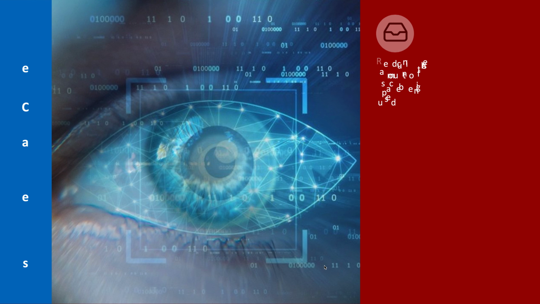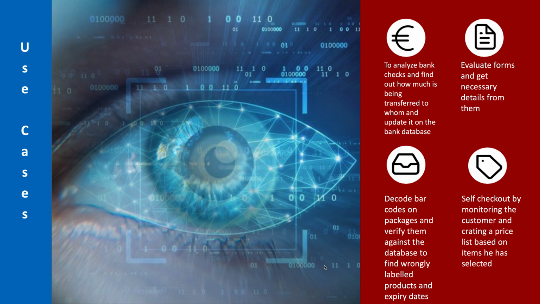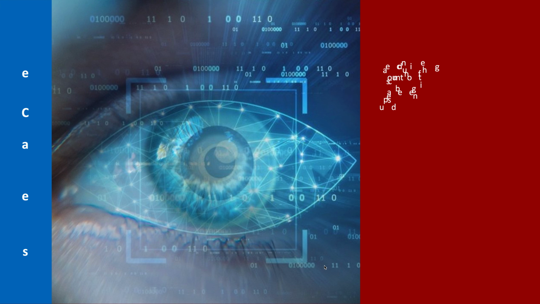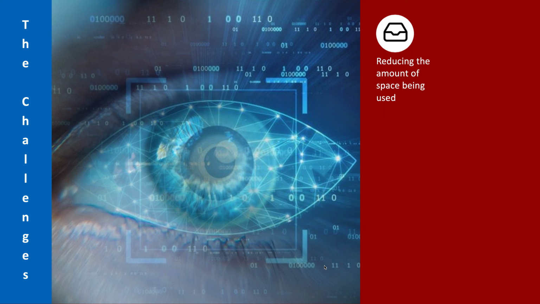In this video, we will be creating a computer vision model which will use convolutional neural networks to identify handwritten digits. The code of this project can be modified to fit several use cases. Now let's address the challenges that we will be facing in this project.